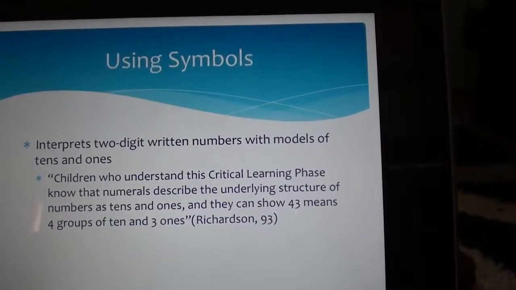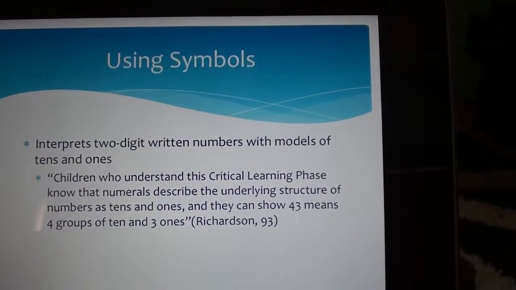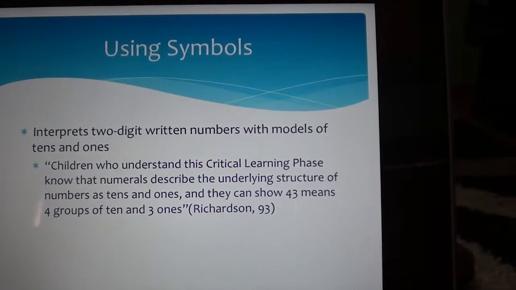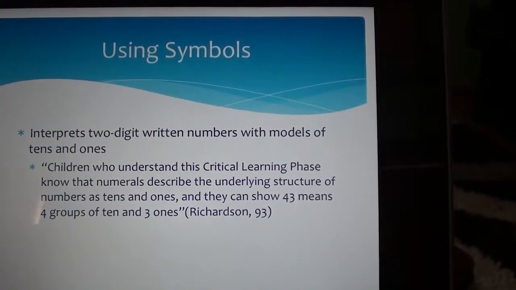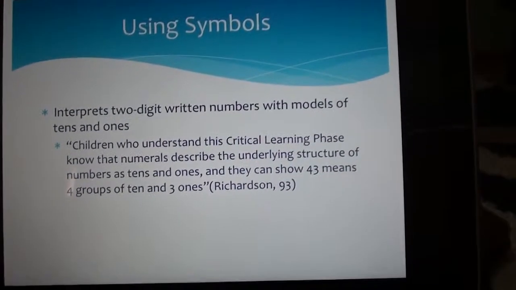Using symbols. Children who understand this critical learning phase know that numerals describe the underlying structure of numbers as tens and ones, and they can show 43 means 4 groups of 10 and 3 ones.